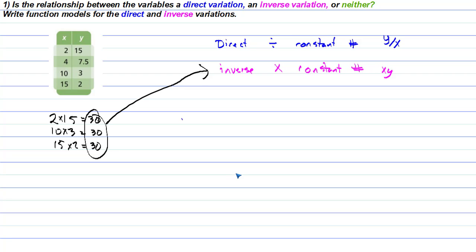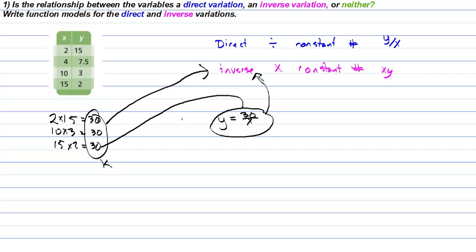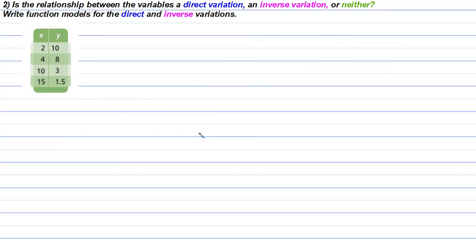But we now need to come up with the function model. The function model is going to be y equals whatever this number is, so 30 divided by x, because this number is your k. So this is an inverse, and that's the function. Let's look at this next page.